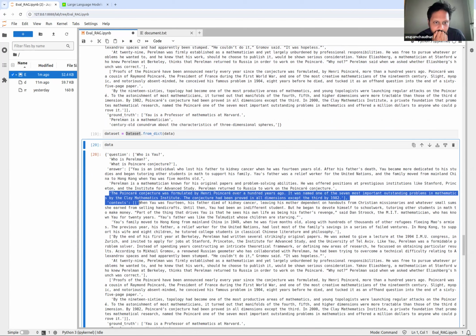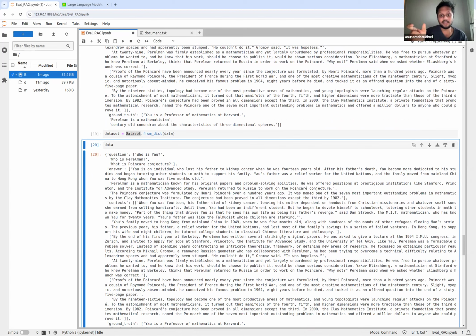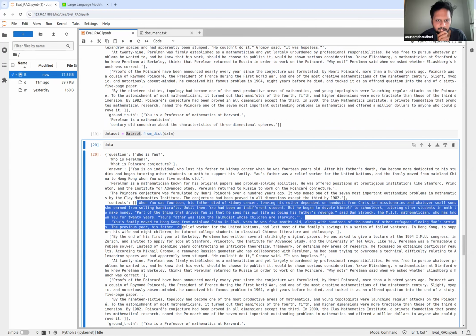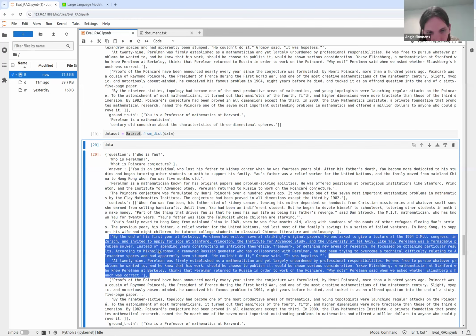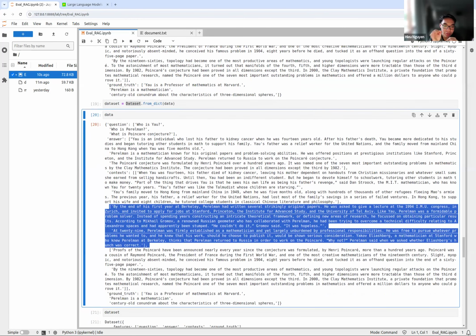Yep. So it retrieved the chunk by the retriever class. So for "who is Perelman", this is the first one. These were basically the two chunks that the context came from, where they retrieved the information from, right? Correct. Yep.